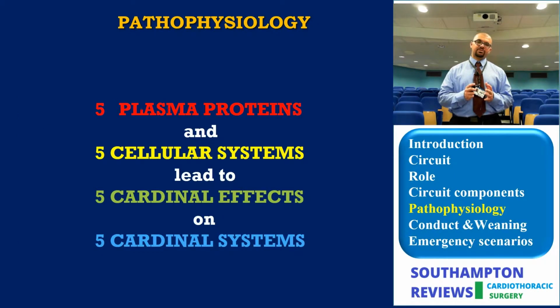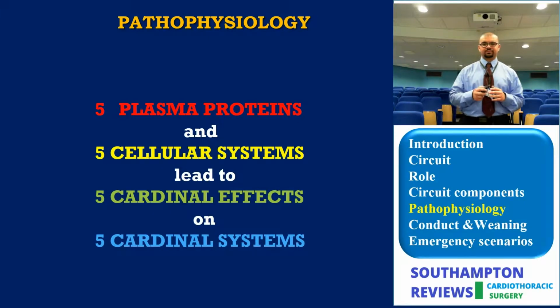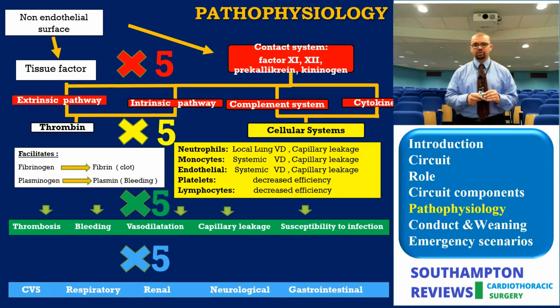Now, in the pathophysiology, I postulated this brief summary. So the way I look at it, it's simply looking at the five plasma proteins and 5 cellular systems, creating 5 cardinal effects, eliciting itself on 5 cardinal systems. This is just a brief summary, a mind map, which helps you to look into it. This is a diagram also which outlines this summary.